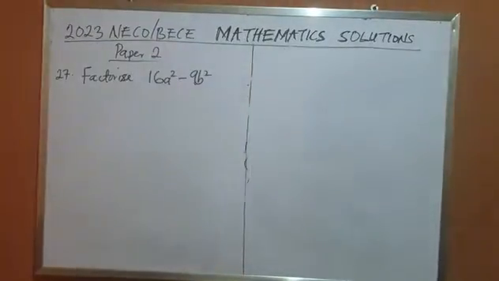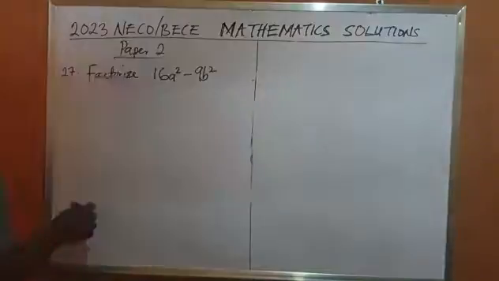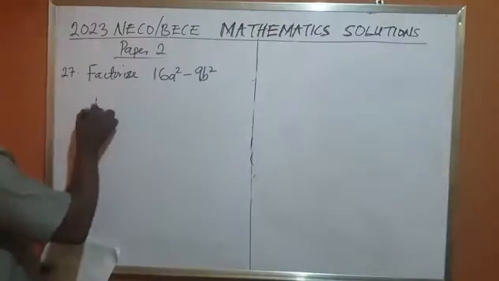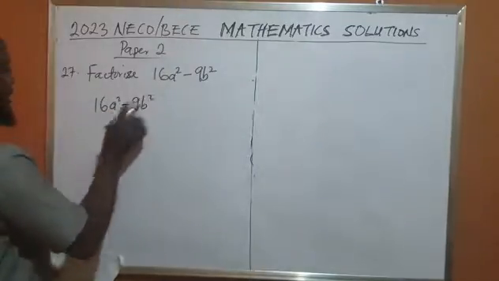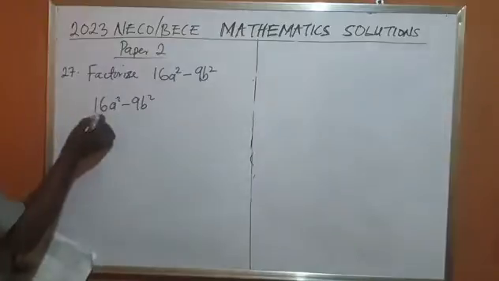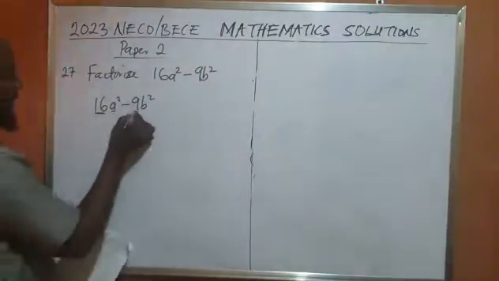Alright, question 27 asks us to factorize 16a squared minus 9b squared. So if you look at everything here, we have two terms. This term here, 16, is a perfect square. a squared is also a perfect square. 9 is a perfect square.